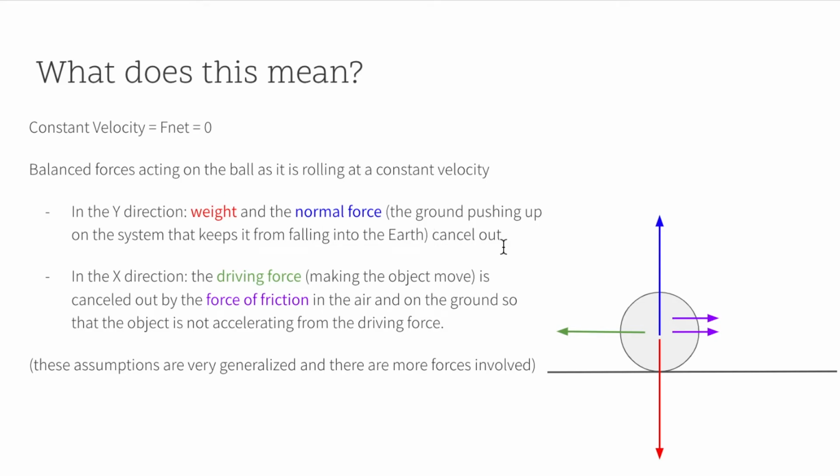And then in the x direction, since the ball is moving, we still have this driving force that's making it move, but it's going to be canceled out by perhaps friction of the air or on the ground. And I made the magnitude of these two vectors added together the same magnitude as the green vectors, so that they all cancel out. But also there could be more forces involved, and these are just some general ones that I considered.